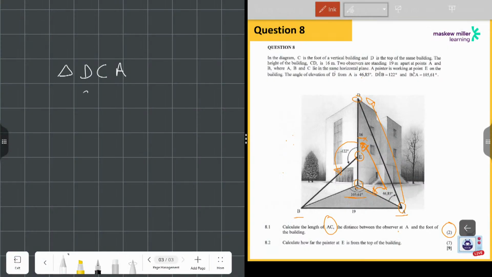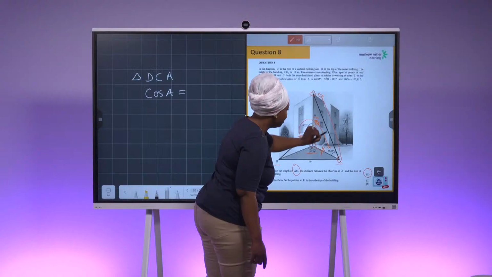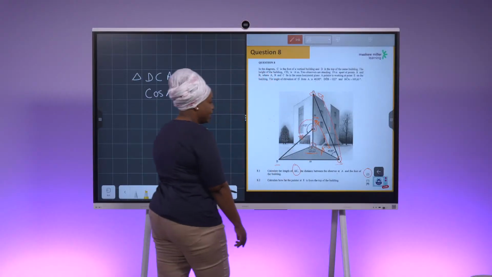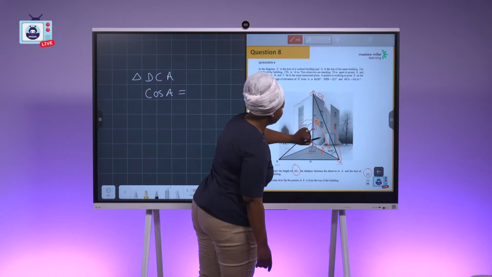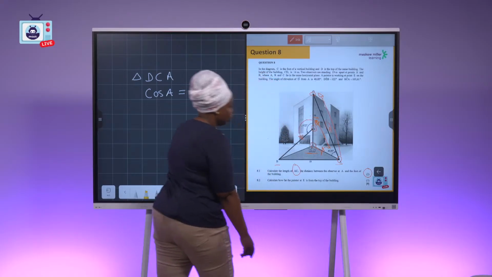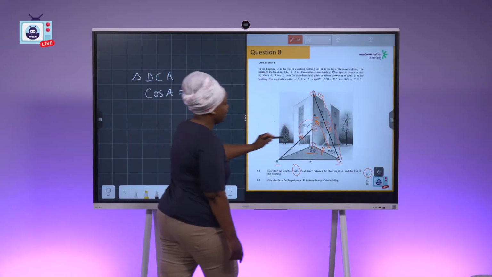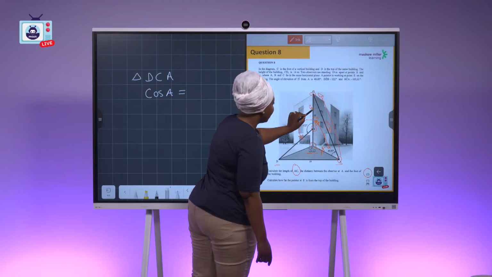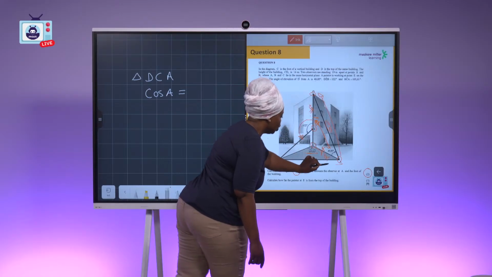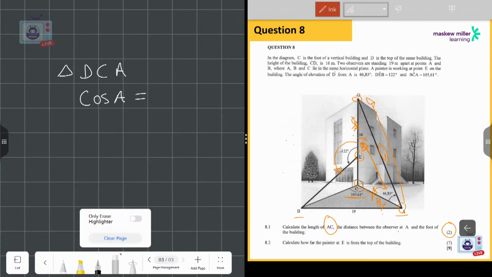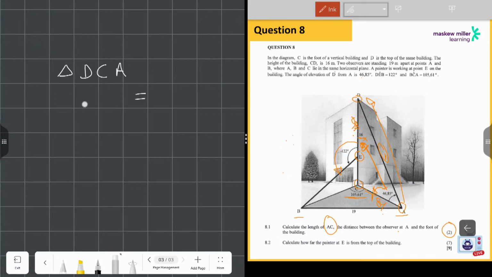Cos. So if I have cos of my angle A, that will be equal to opposite. No, not cos. That is not true, because cos only has adjacent, but we need hypotenuse, which we don't have. Sine has opposite, and we need hypotenuse, which we don't have. So that means we need something that has opposite and adjacent, which is going to be tan. Okay, so let's use tan.